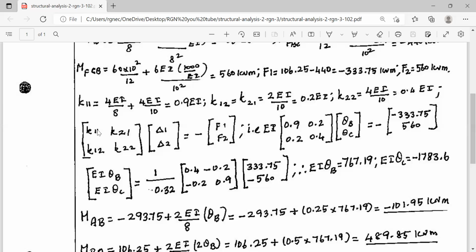The second subscript refers to the point where the rotation is applied. The first subscript refers to the point where the moment is induced. K11 means moment induced at 1 due to rotation applied at 1. Now that is equal to 4EI by L on one side and 4EI by L on the other side. The rotation is applied at B and the moment is measured at the near end. Therefore, the formula is 4EI by L.